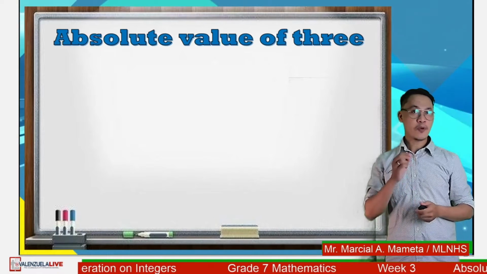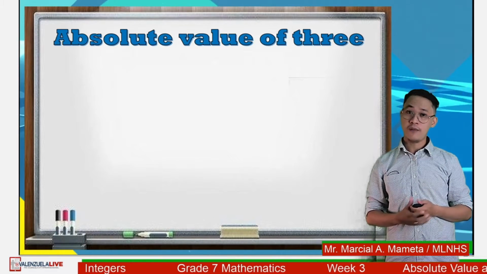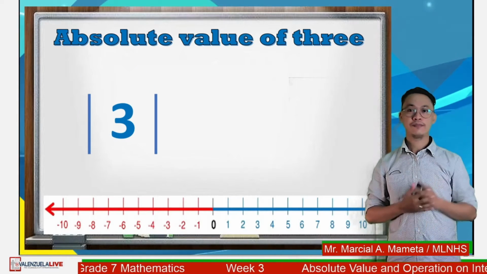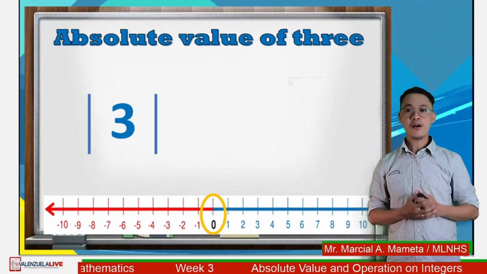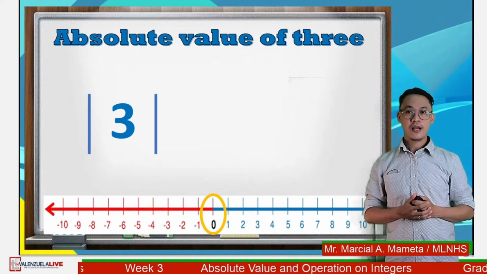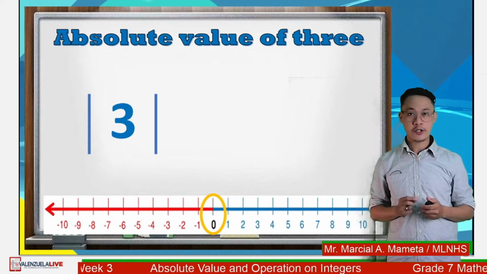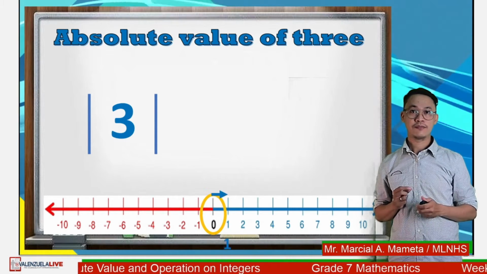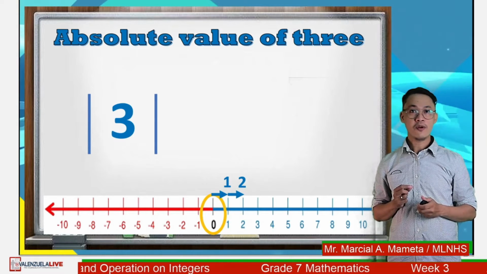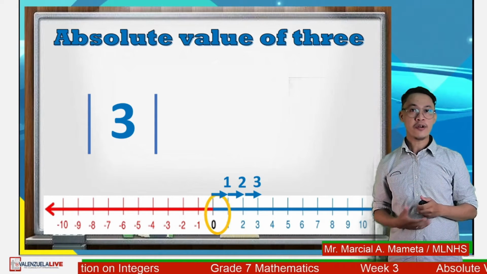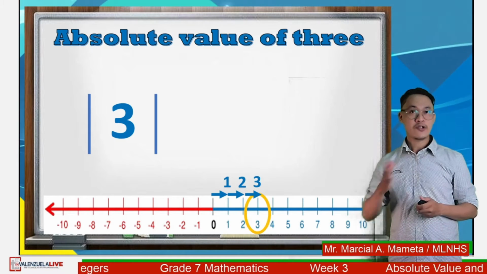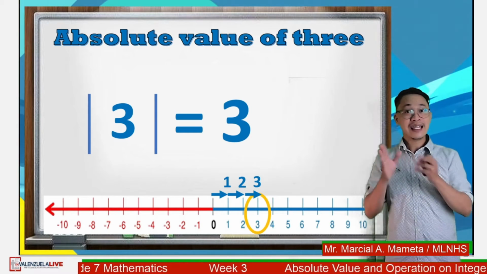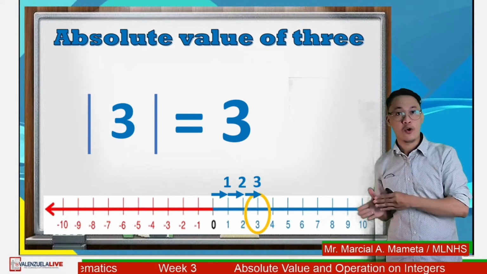Again, we have our first example, which is the absolute value of 3. Now, using the number line below, let's start from 0. Let us move 3 steps going to what direction? Correct. Going to the right direction. 1, 2, and 3. And it stops here. Therefore, the answer for the absolute value of 3 is equal to 3. Again, 3 units from the 0.